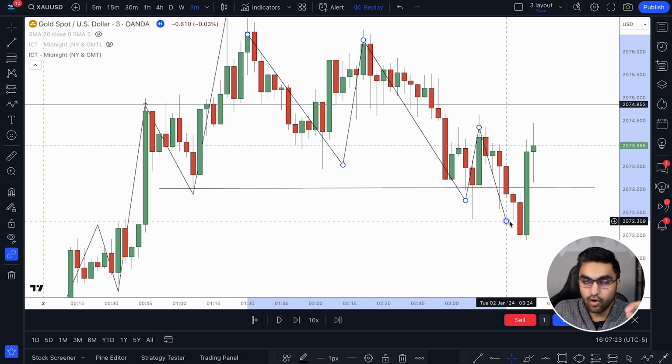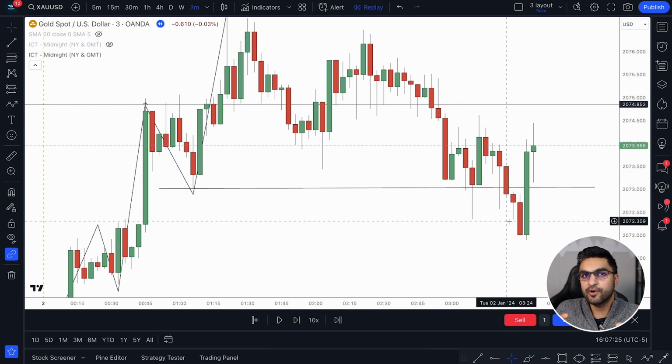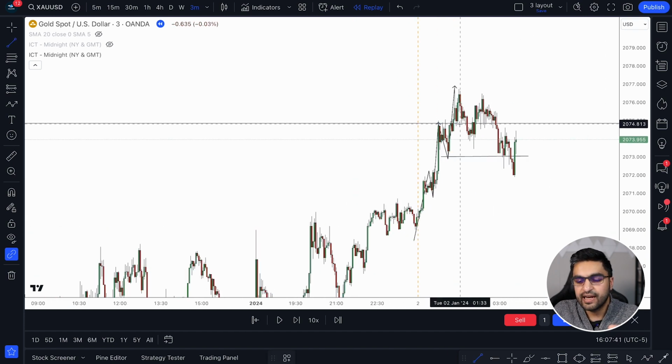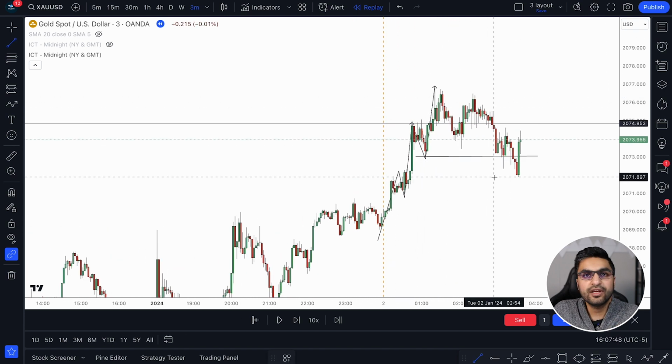So let's wait, and I always recommend this. The reason I was able to get over 85% win ratio is because I was able to tweak a few of the things which are like this. Now what I'm going to do is wait to see a proper change of character, and so far it did not really happen, as there is no fair value gap.